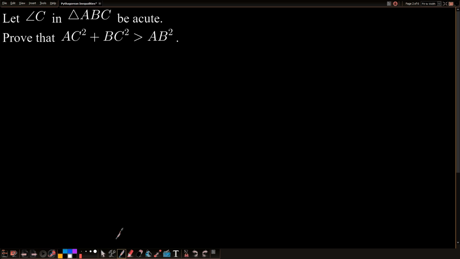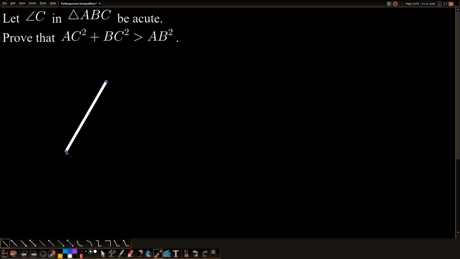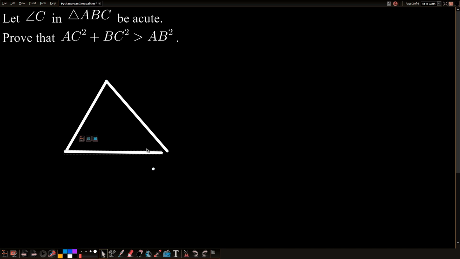So let's start with our first problem. Let angle C in triangle ABC be acute. Prove that AC squared plus BC squared is greater than AB squared. So let's draw our right triangle, or not right triangle, acute triangle, sorry. Just like this. And we will label the points A, B, and C.